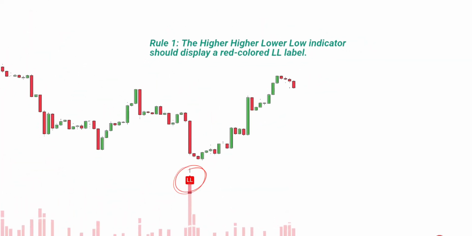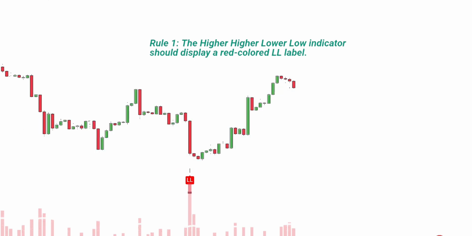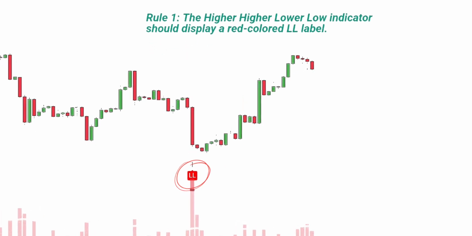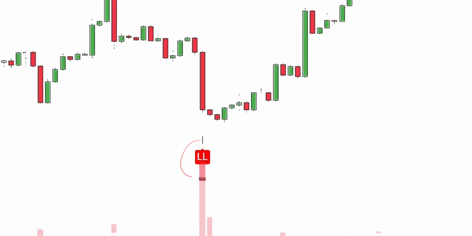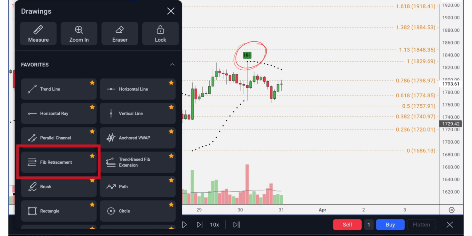First, let's look at an example of a long position. Rule 1. The higher lower low indicator should display a red-colored LL label. Rule 2. After the LL label, we draw our Fibonacci tool to reach the first observed HH label.